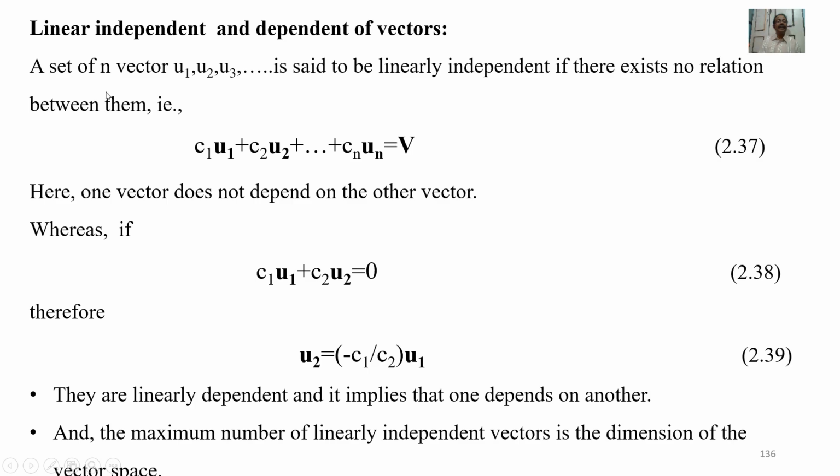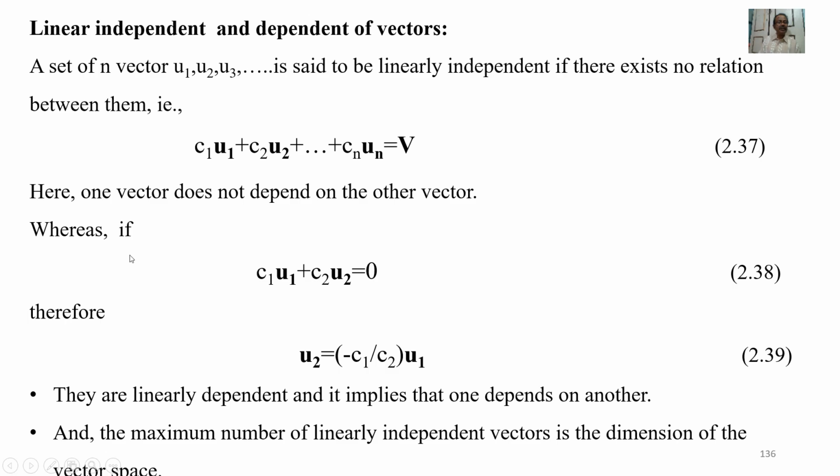Linear independence and dependence of vectors. A set of n vectors u1, u2, u3 is said to be linearly independent if there exists no relation between them. If one vector is represented in terms of another vector, we call this a linearly dependent vector. If one vector cannot be represented in terms of another vector, they are linearly independent vectors. For example, C1 U1 plus C2 U2 plus up to Cn Un gives the vector P. Here, one vector does not depend on the other vector.